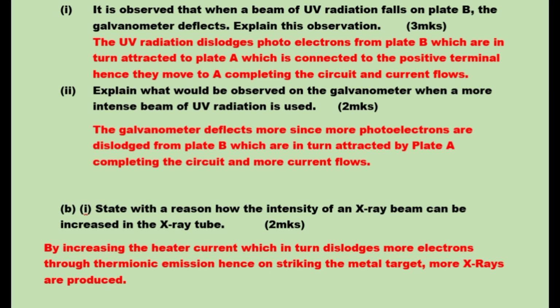Remember that sometimes they may also ask you how to increase the energy of the produced X-rays. In other words, how can you make X-rays have a higher penetrating power, or how can you produce hard X-rays? That means you need to increase the accelerating voltage. When you increase the accelerating voltage, you will increase the energy of the X-rays, because kinetic energy is half mv squared, that's mass of the electrons times velocity squared.